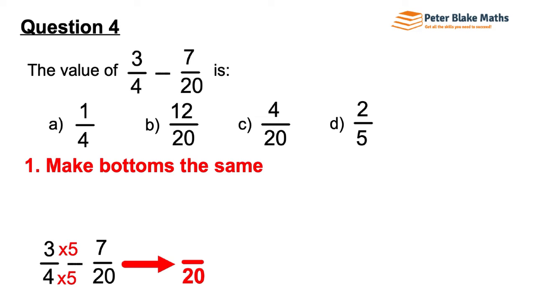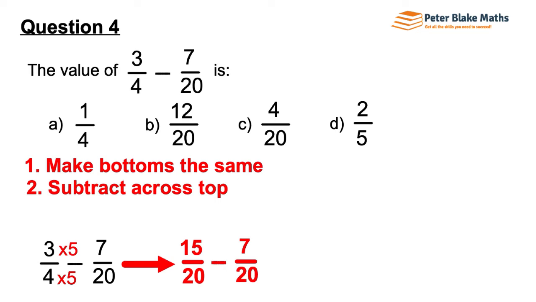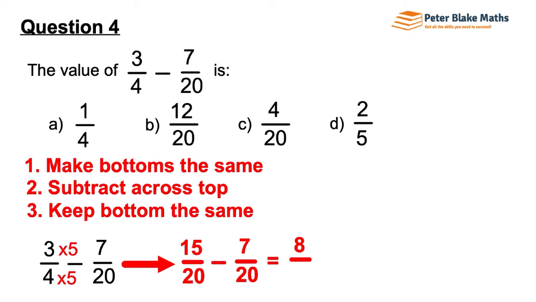So we'll multiply the top by 5. 3 times 5 is 15. So 3/4 is 15 over 20, and that's good because it's then got the same bottom as the 7 over 20 we had in the question as well. So then we subtract across the top. 15 minus 7 equals 8, and we keep the bottoms the same in these. So we get 8 over 20.